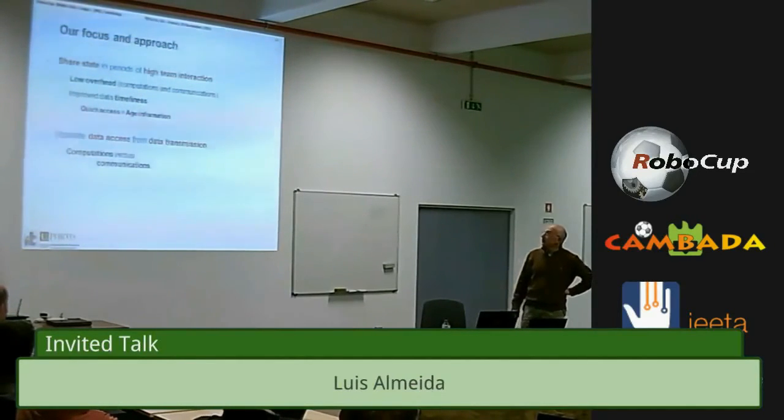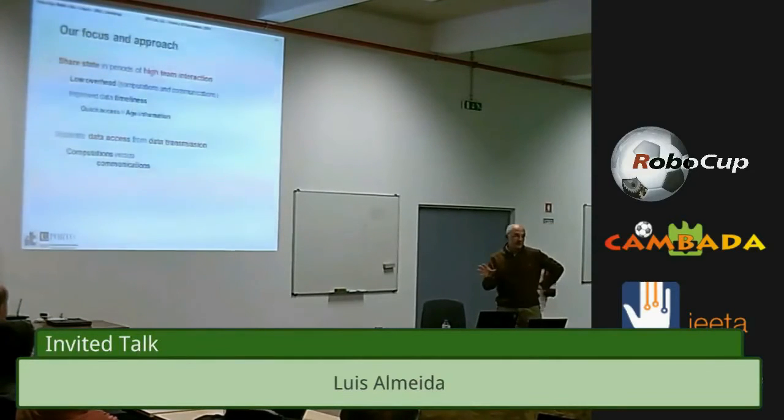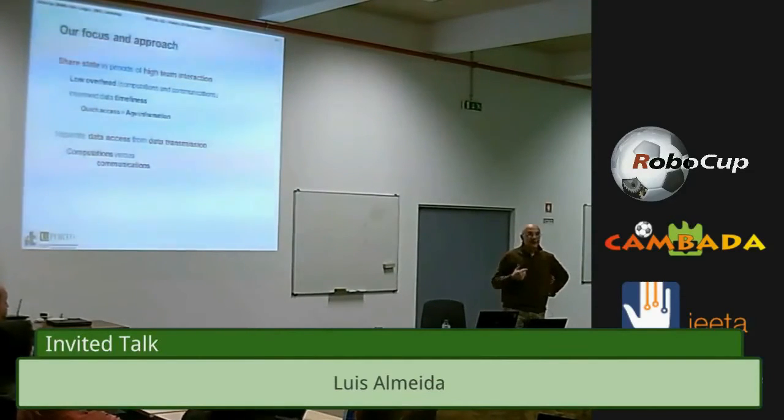So we wanted also to separate data access from data transmission. These are two very important aspects. When you are executing a process that needs remote data, if you request the data at the time that you are executing, you halt your process, you ask for the data. When the data comes, you continue. And this means that all the delay of communication is inserted into the processing latency of your cyclic activity, your process. So this is something we wanted to separate.